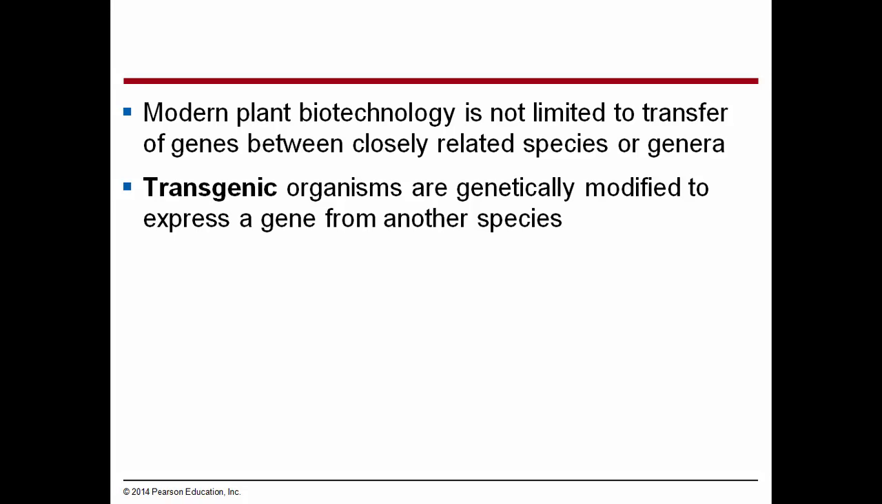Transgenic organisms are genetically modified to express a gene from another species. So, for example, they have a new tomato breed that's called the Flavor Saver tomato, and it's been bred to be resistant to cold. And you can refrigerate this tomato and travel it, and it will travel in relatively decent shape into its destination.